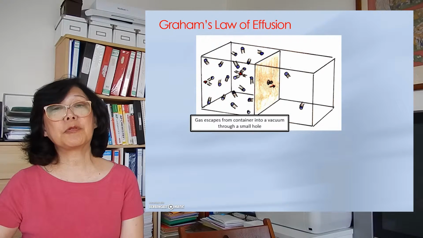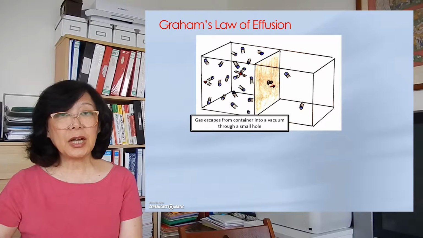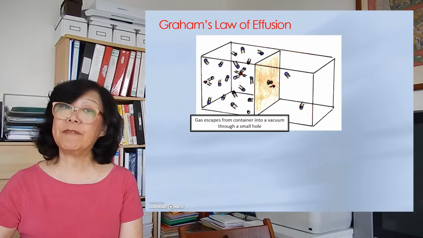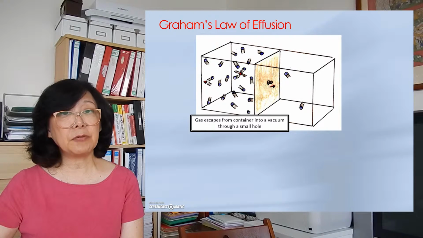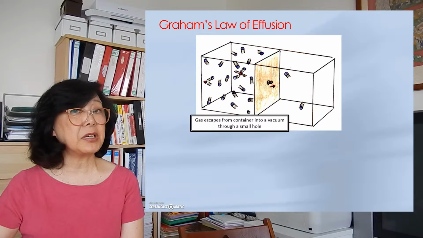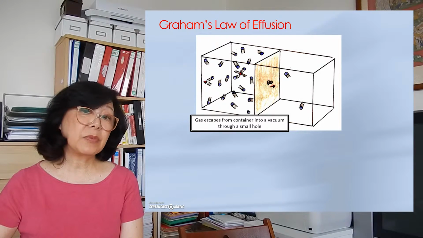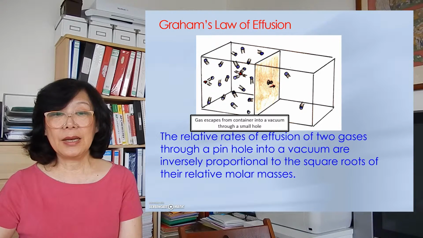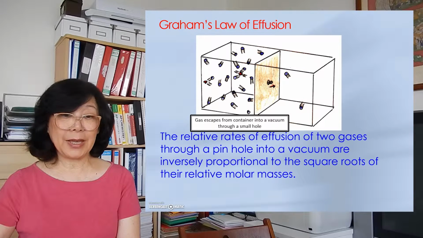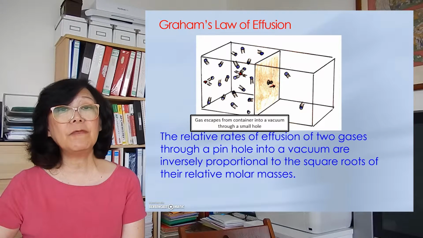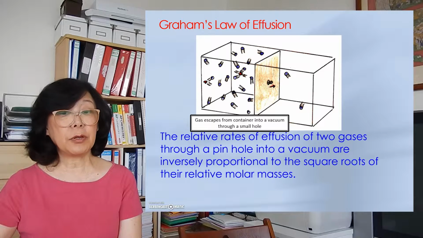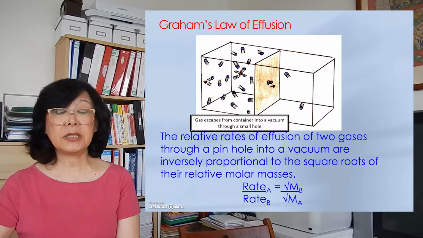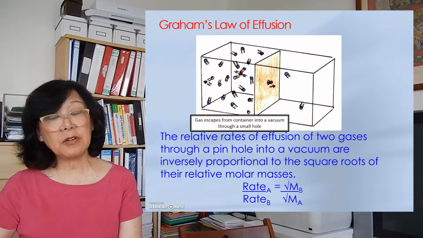Now let's bring our attention to Graham's law of effusion. In the diagram, you see two chambers. The left side contains the gas molecules, the right-hand side is a vacuum. And in between, on the divider, we have a little pinhole for the gas molecules to travel from the left container to the vacuum one at a time. We call it effusion. The relative rates of effusion of two gases through a pinhole into a vacuum are inversely proportional to the square root of their relative molar masses. Here's the formula: rate of A over rate of B is equal to the square root of molar mass of B over molar mass of A.